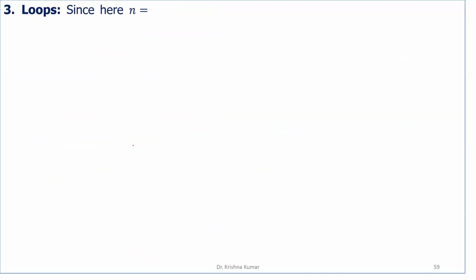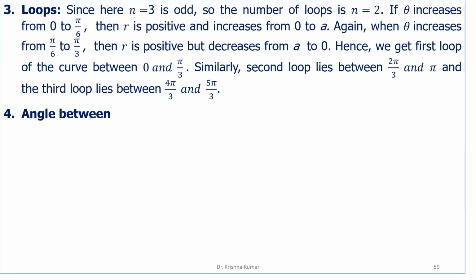About the loops, since n is odd, there is the same number of loops as n. So the number of loops is n = 3, not 2. If θ increases from 0 to π/6, then r is positive and increases from 0 to a. Again, when θ increases, let me show you in the table values.